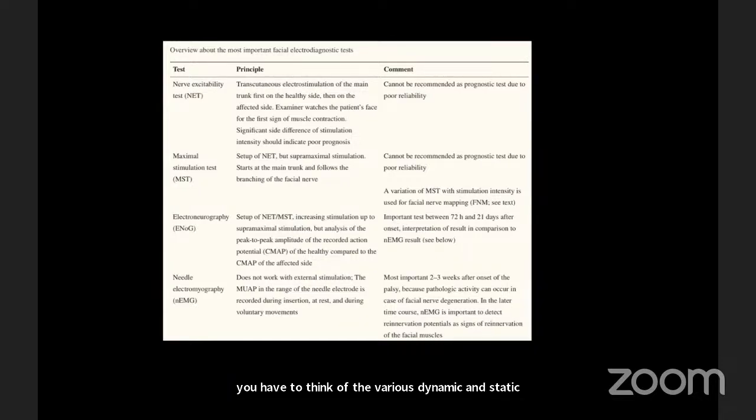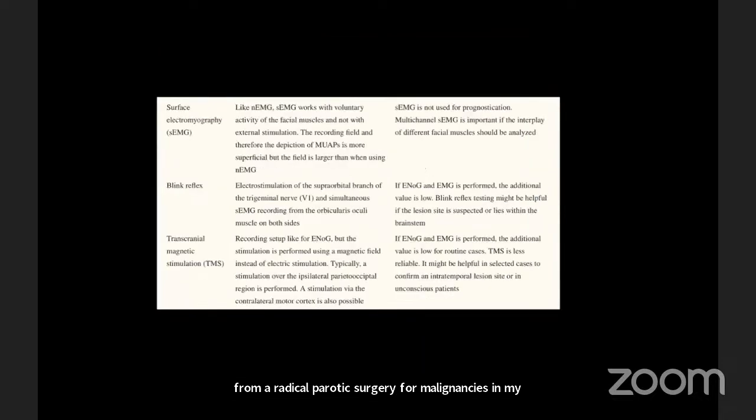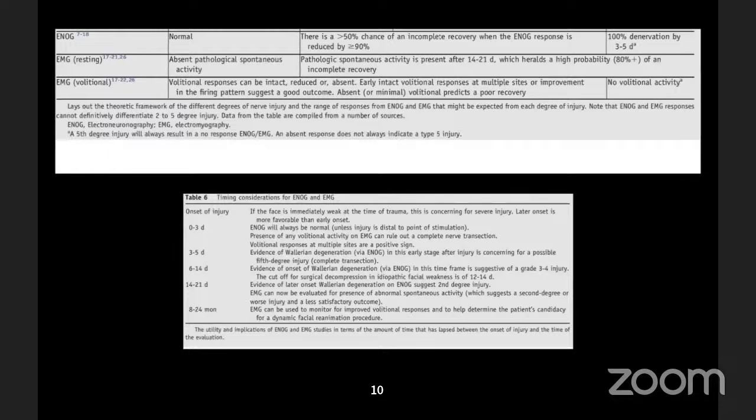All of these techniques have been described for probably traumatic facial nerve palsies, mastoid injuries, but for radical parotid surgery for malignancies, in my clinical practice, I don't use any of them. And these are some of the other tests that we can use. Now, there have been specific timings for each of these tests. So EMG is what we usually use.